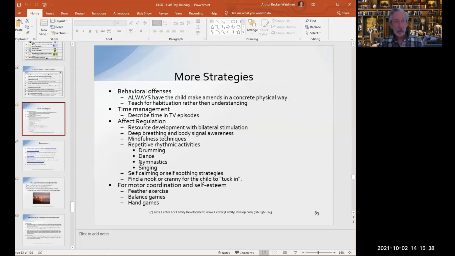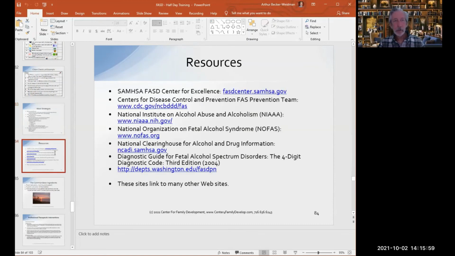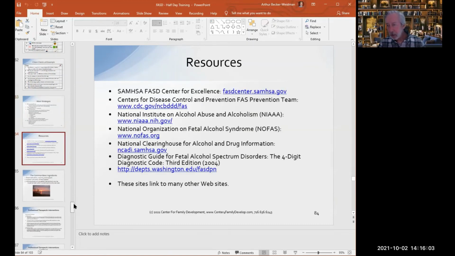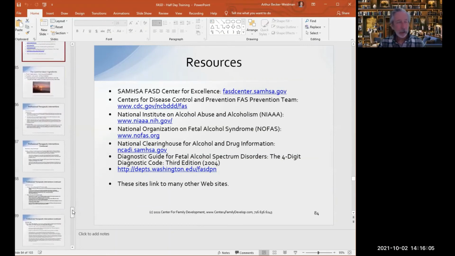I discussed all these rhythmic activities. Yes, singing and gymnastics. Okay. Fine motor. This would be more what your OT would do. Balancing a feather, balancing games, hand games. These are all things you can do. And then here's a bunch of resources, so you can go look at those. And I want to leave time for questions.